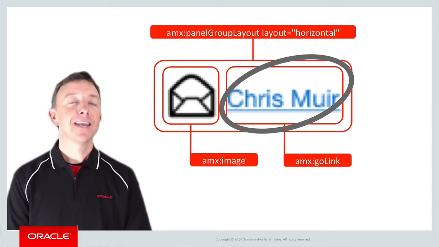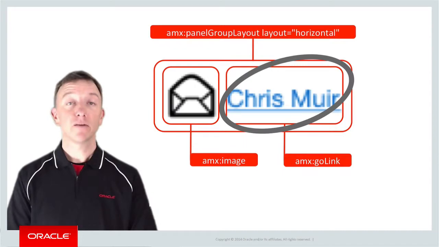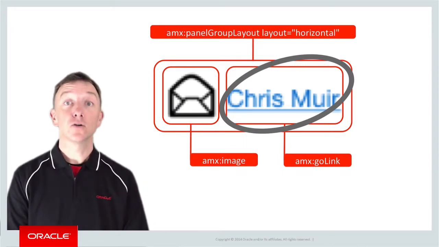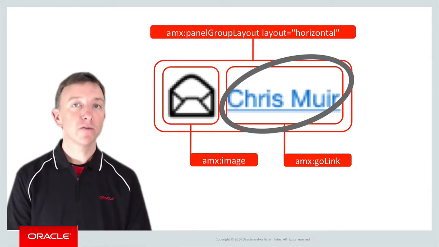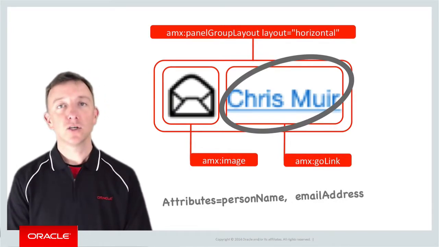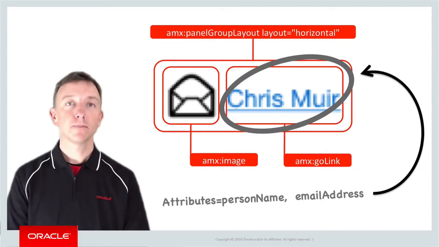An attribute is just a named variable that is referred to in a property of the static content of our fragment. So for example, rather than hard-coding Chris Muir into the text of the AMX Go link, we could make this an attribute of the fragment known as person name, and another attribute, email address, for which email address to use when emailing the person.